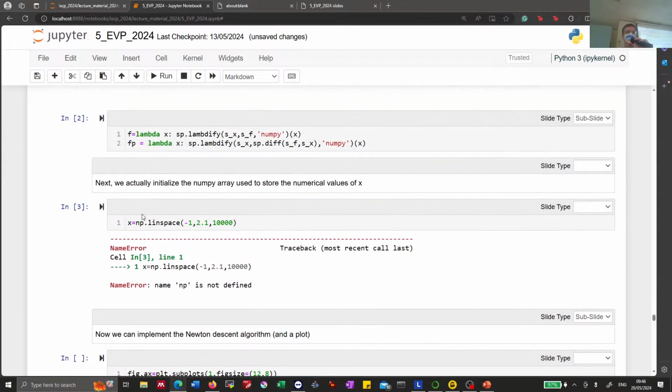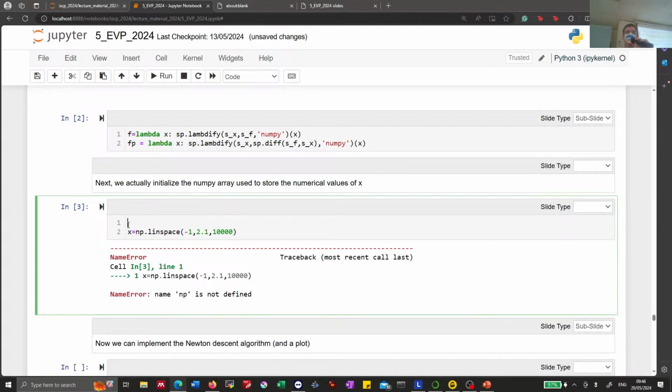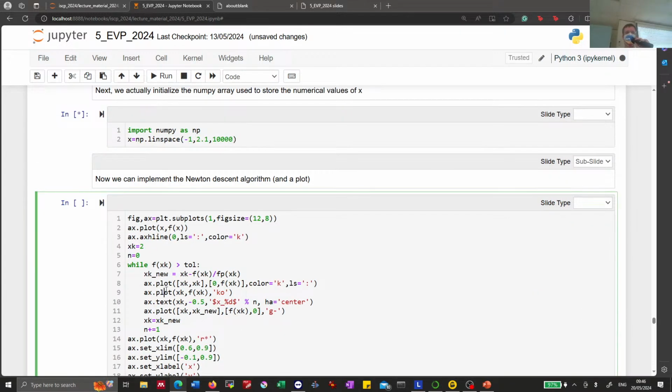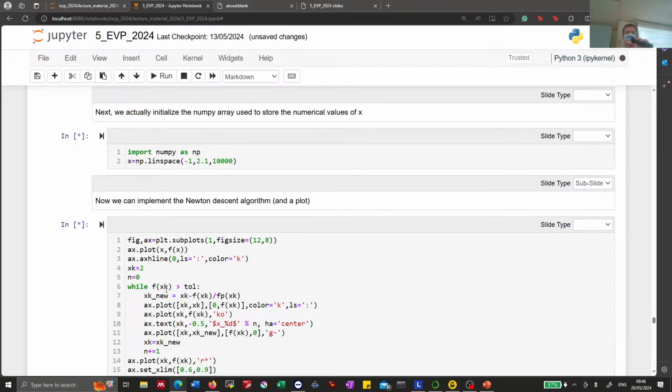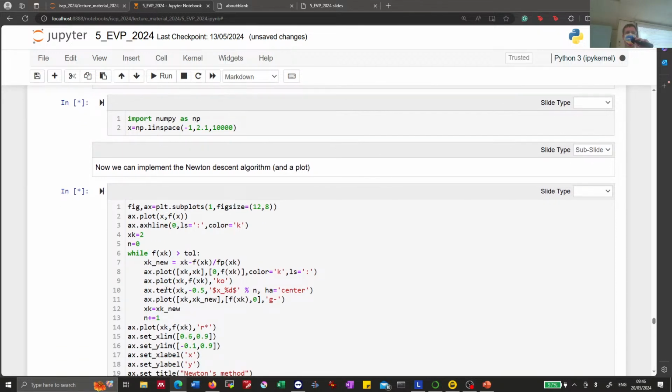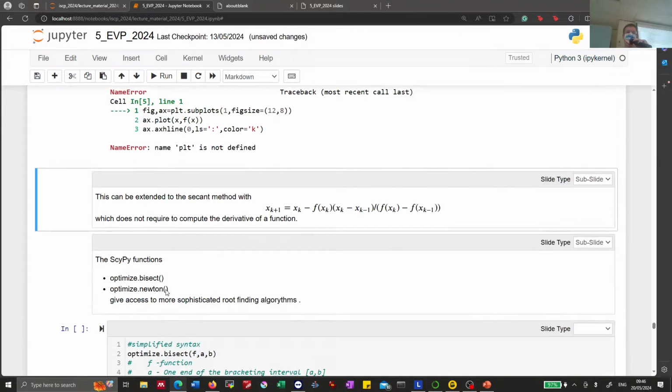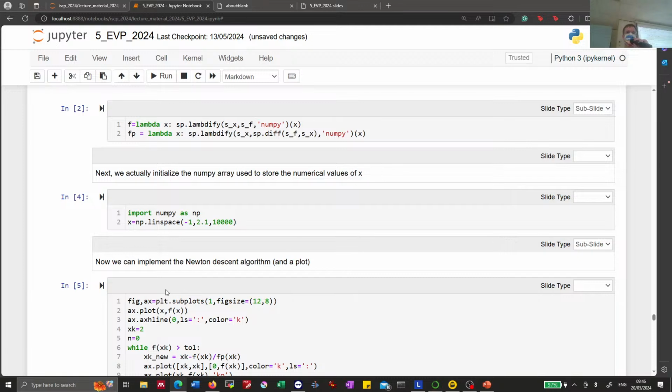Something is wrong. I need to import NumPy as well. And the plotting, right? You can do this over here.